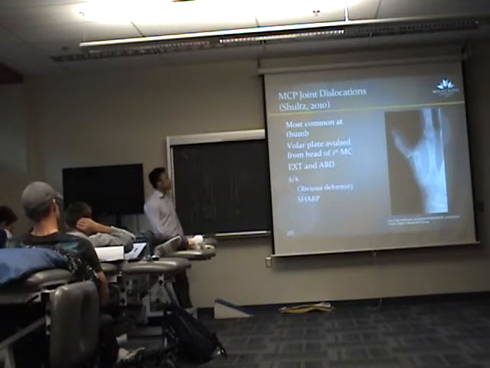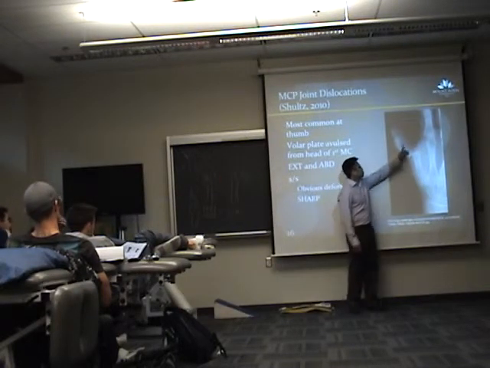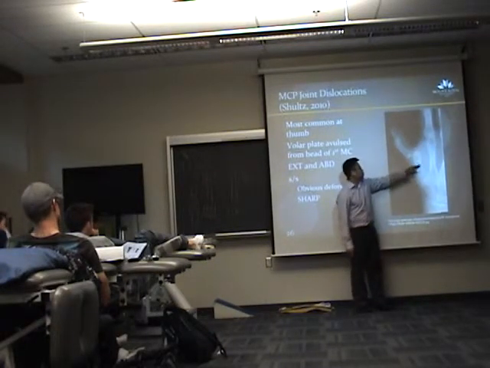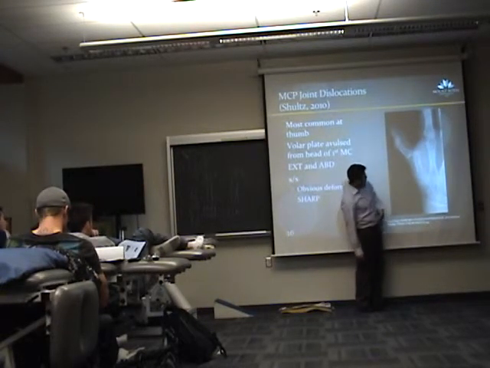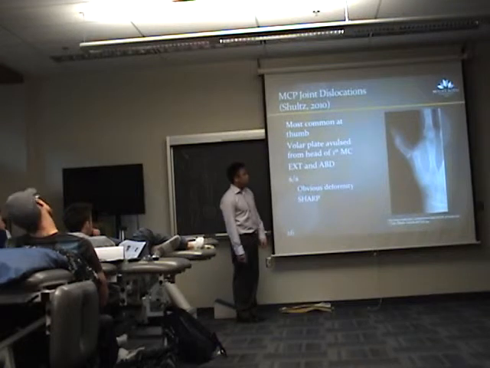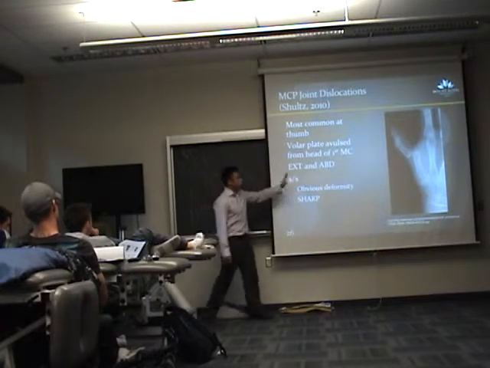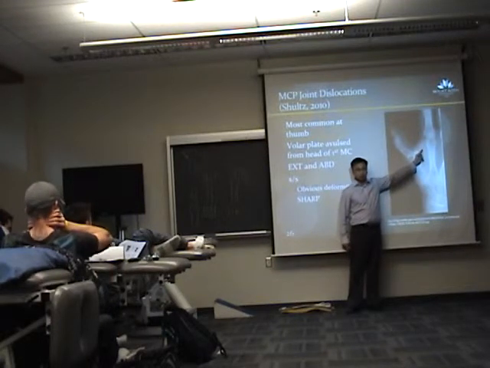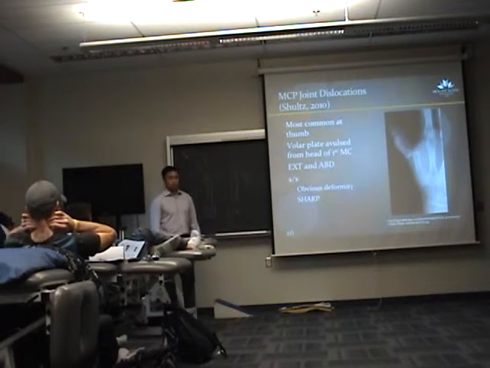MCP joint dislocations, most common at the thumb. So that's your MCP joint. There's just the one interphalangeal joint in the thumb. That's your MCP, that's your MCP. Metacarpal phalangeal joint. And so this has been displaced. It's kind of hard to tell. It almost looks like it's displaced anteriorly. Anyways, I'm not sure. Volar plate evolves from the head of the first metacarpal. So the volar plate is typically on the palmar side, and if this happens, it'll disrupt that volar plate. Extension and abduction is the mechanism typically.